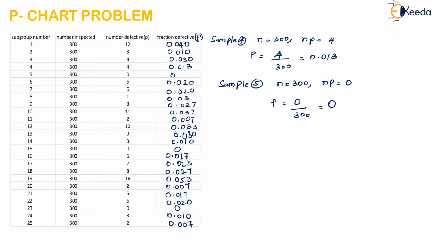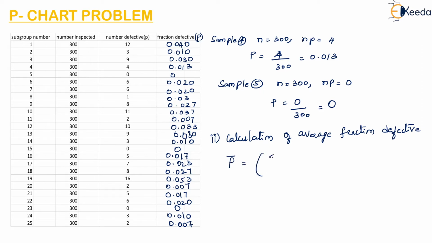So with this same formula, that is np divided by n, that is number defective divided by the size of the sample, we will calculate all the fraction defective values. The next step is calculation of average fraction defective. So that is p dash is equal to sigma of p divided by m, or sigma of np divided by sigma of n.